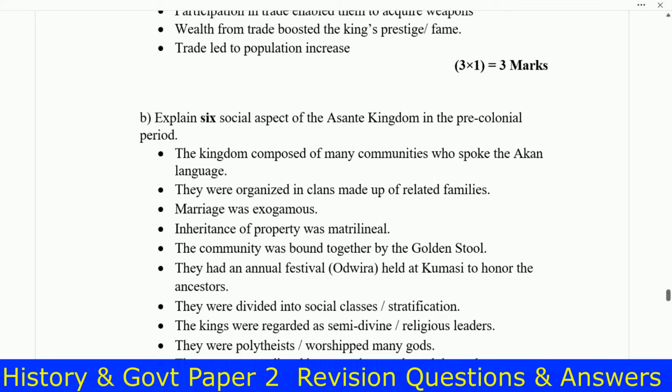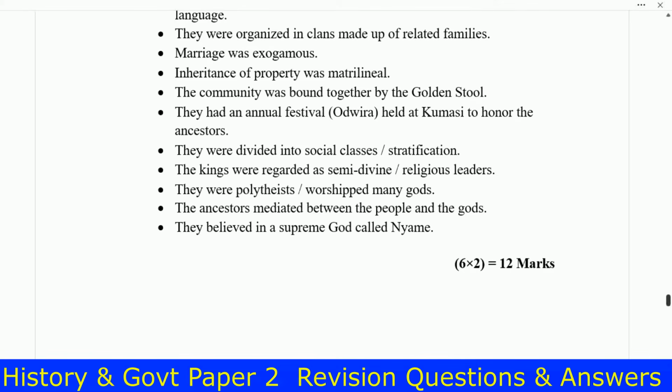Next, inheritance of property was matrilineal. Next, the community was bound together by the golden stool. Next, they had an annual festival called Odwira, held at Kumasi to honor their ancestors. Next, they were divided into social classes. Next, the king was regarded as the semi-divine or religious leader.